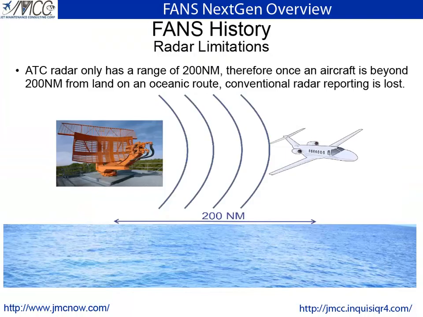The first thing we will discuss is the history of avionics systems and air traffic control procedures that led up to the development of the Future Air Navigation System. Air traffic control radar only has a range of about 200 nautical miles. Therefore, once an aircraft is beyond 200 nautical miles from land on an oceanic route, conventional radar position reporting is lost. This makes it difficult for air traffic controllers to maintain an accurate picture of air traffic over the ocean.